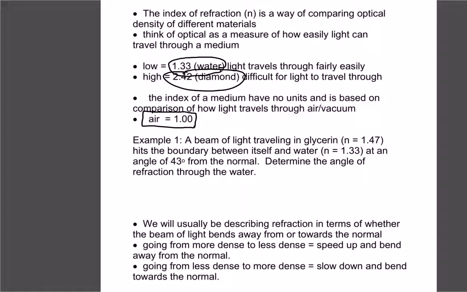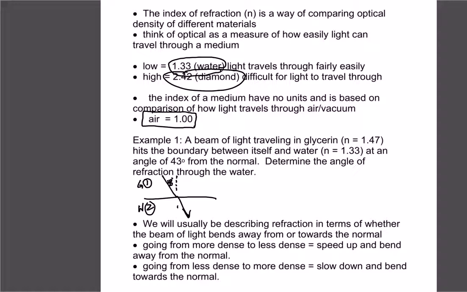So let's do an example. It says we've got two indexes, 1.47 and 1.33. And it says it's entering at 43 degrees between glycerin and water. So let's call the top glycerin, and let's call that number 1. Let's call the bottom water number 2. So it says it's traveling and it hits at an angle of 43 degrees to the normal. So what's going to happen when it goes through into the water?